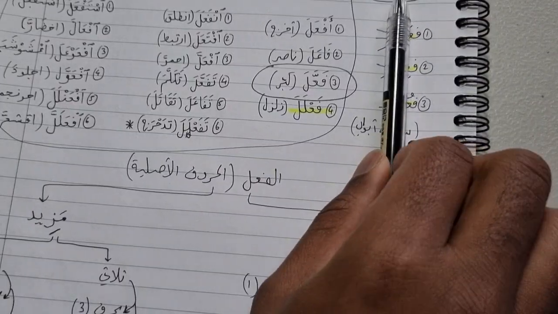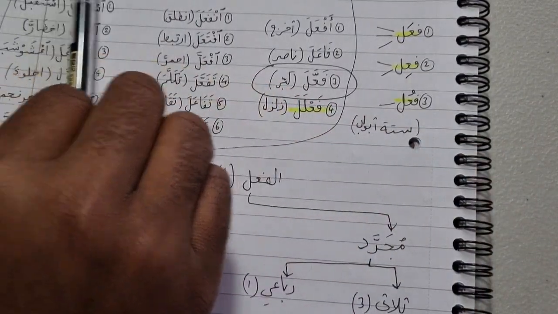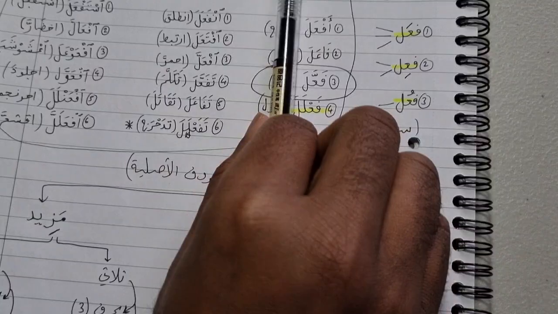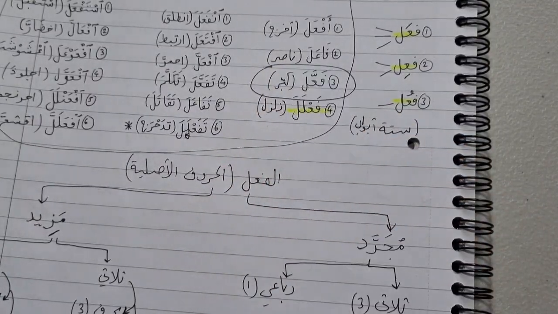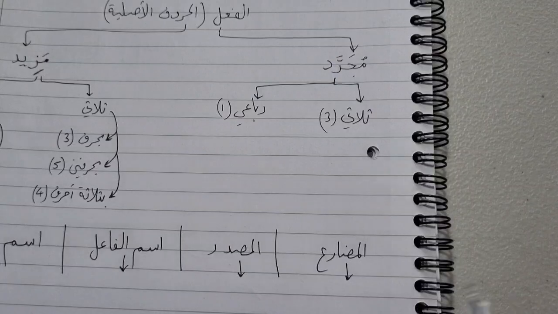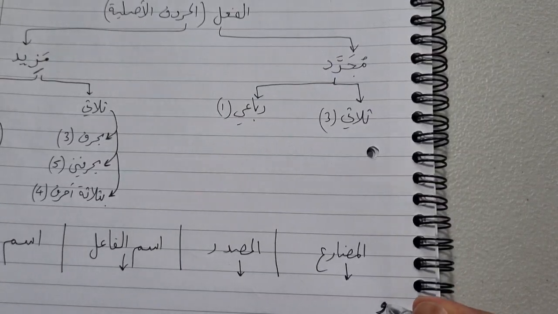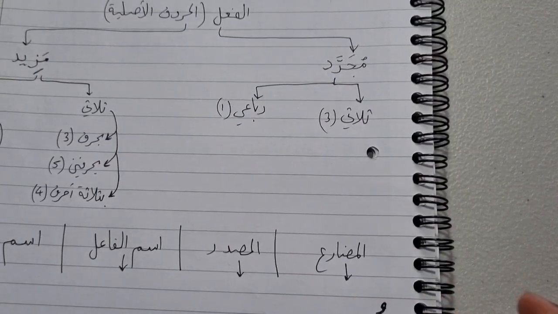All of the huruf al-mudara' for thulathi, khumasi, sudasi take a fatha. The only time it takes a dhamma is when it's rubai. These four scales, the harf al-mudara' takes a dhamma. So we're going to say yu, u, nu, tu.